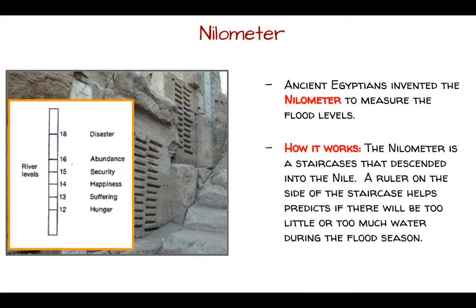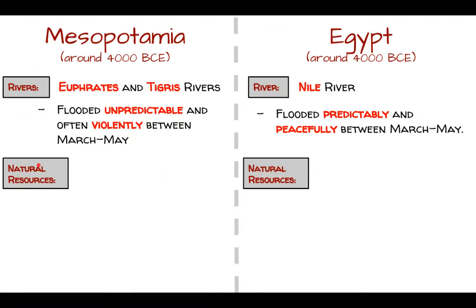But typically, the Nile would fall somewhere between 16 and 14 cubits, which is just the perfect amount of water needed for Egypt and Egyptian farmers to grow food.